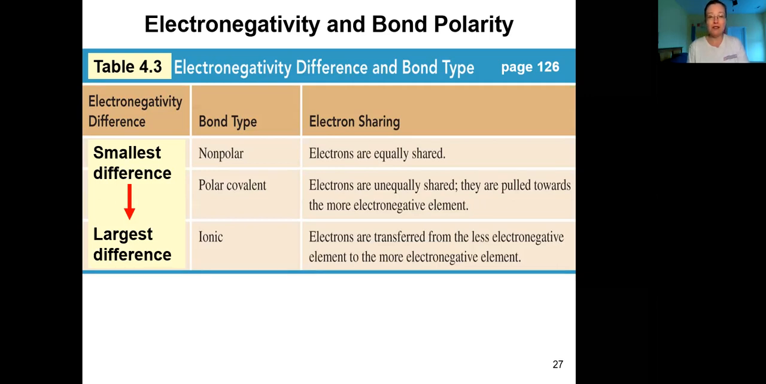Any other bond between two different elements, other than carbon and hydrogen, you can assume it's a polar bond. The electrons will not be shared equally. And then if there's the largest difference between them, where we have a metal who says, here, take the electron completely, and my non-metal standing there going, okay, sure, I want it anyway, then we're going to form ions and have an ionic bond.